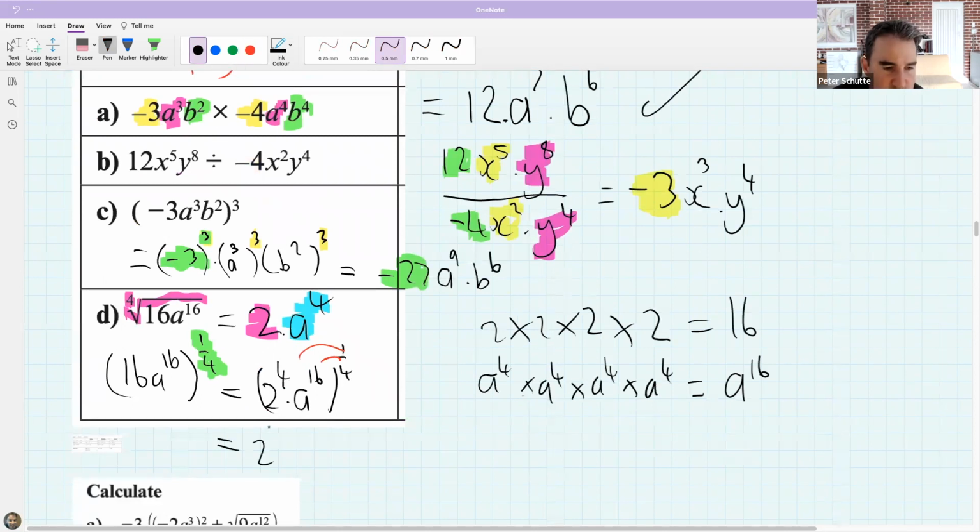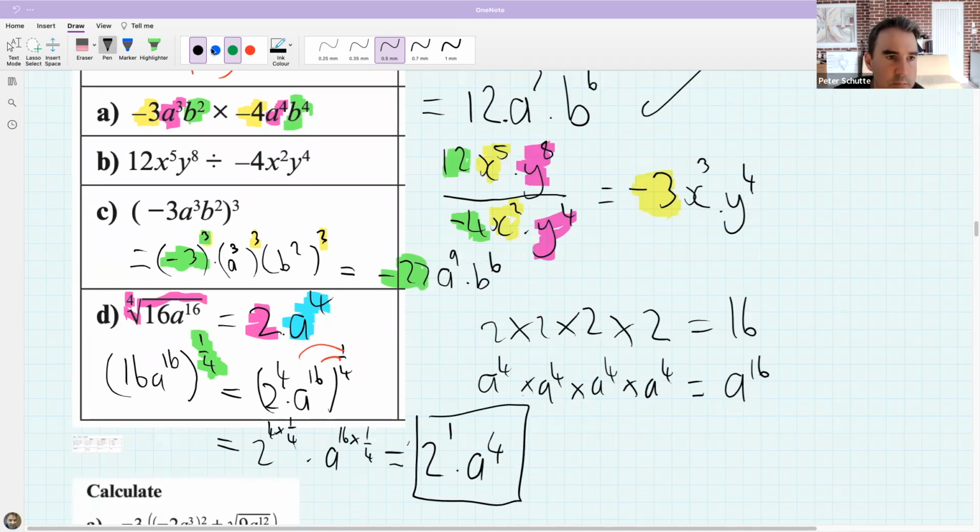Well, what's 4 times a quarter? And what is 16 times a quarter? Well, we get 2 to the 1 and we get a to the 4, which is good news for me because it's the same answer that we got over there. Now that's coming in a future lesson, but I just wanted to put in a sneak peek so that it's kind of familiar for you.